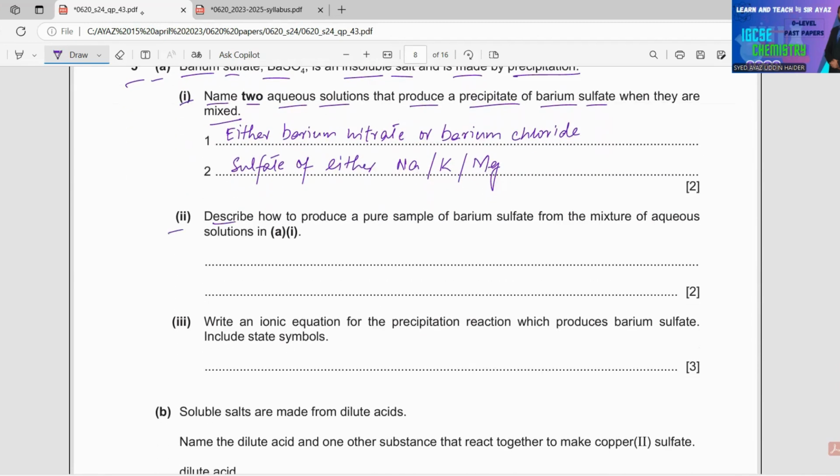Number 2, describe how to produce a pure sample of barium sulfate from the mixture of aqueous solutions in A1. Now it's insoluble. We are obtaining it as a precipitate. So which means that it's an insoluble salt. So you have to filter.